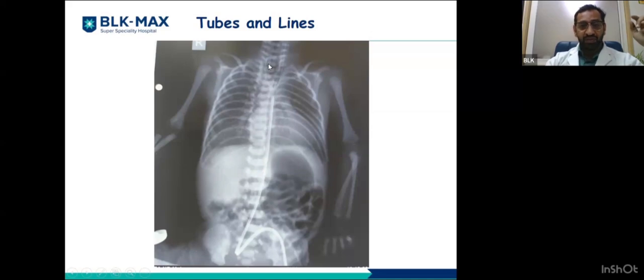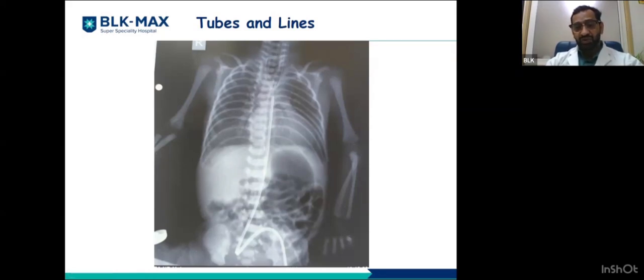Similarly here, this is a coiled nasogastric tube. So this was a child with a tracheoesophageal fistula with a blind-ending esophageal pouch, and there was a coiled nasogastric tube in the upper pouch. So by looking at this X-ray, and by correlating it clinically, I can make a diagnosis of tracheoesophageal fistula.